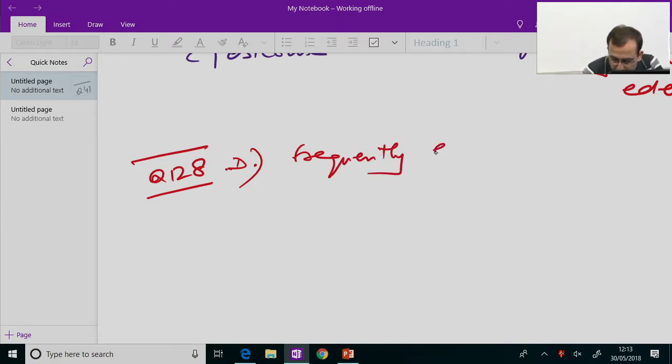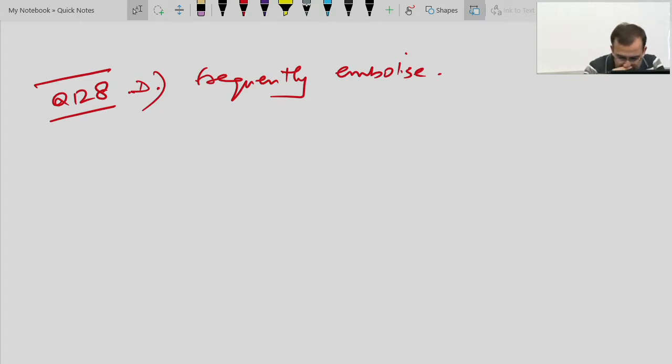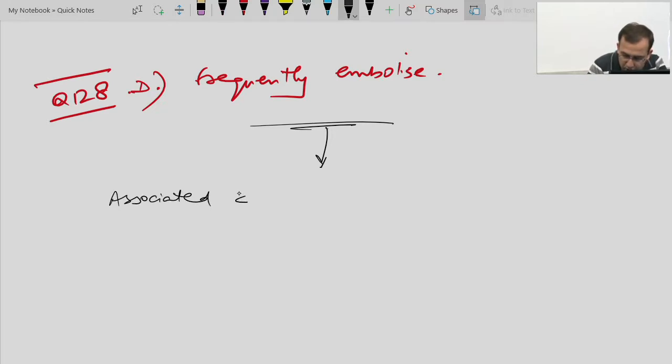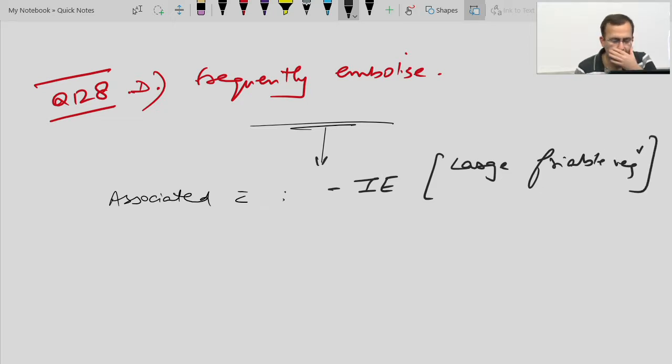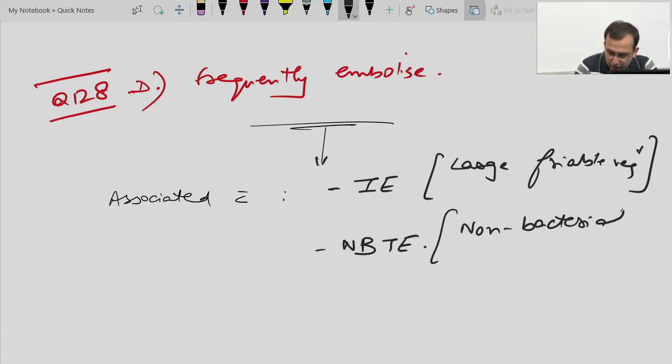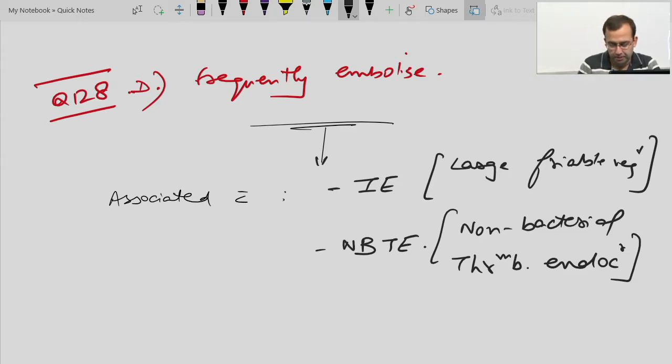That is, they frequently embolize. This is false. On the other hand, frequent embolizations are associated with vegetations of infective endocarditis, which shows the presence of large friable vegetations. Friable means they can break off and embolize to distant sites. Frequent embolizations are associated with infective endocarditis and non-bacterial thrombotic endocarditis, NBTE. They are not associated with Libman-Sacks.